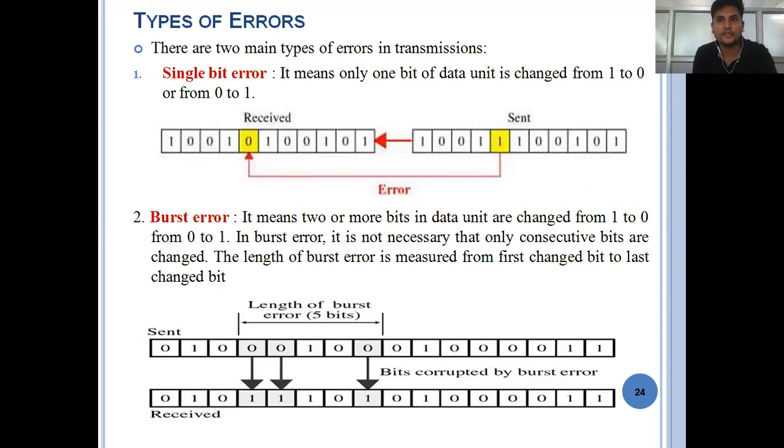How many types of errors are there? There are basically two types of errors: a single bit error and a burst error. Single bit error means one bit is in error. For example, we send 1 but it reaches as 0, or we send 0 and it reaches as 1. That is a single bit error. Burst error means two or more bits are changed from 0 to 1 and 1 to 0. That is called a burst error. These are the different types of errors: single bit error and burst error.